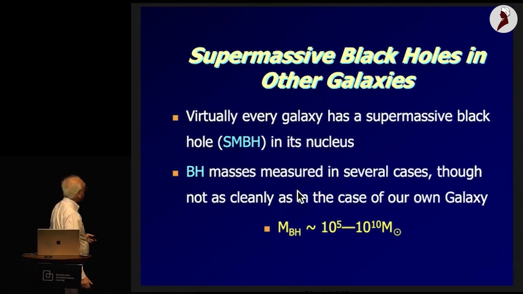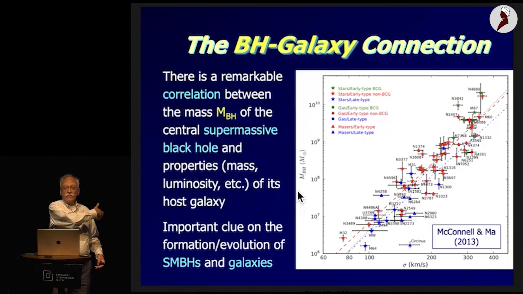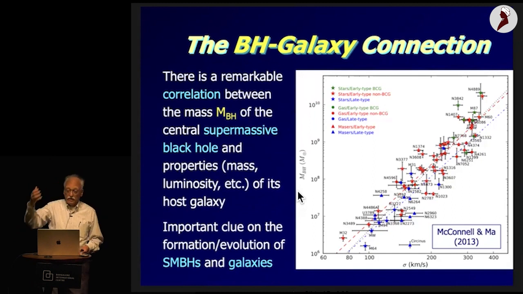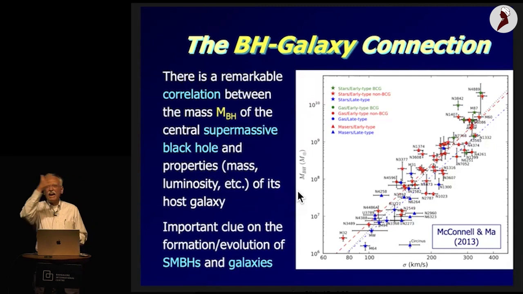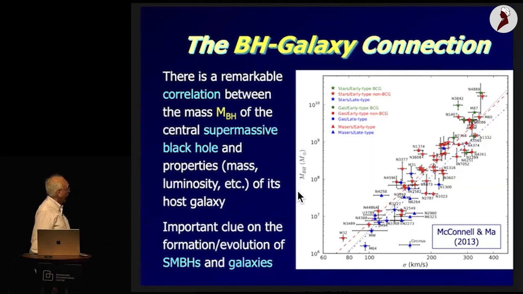Okay. This was a surprise that turned up when these surveys were done. People started finding black holes, started measuring masses, and then they asked, are these just random masses or is there any pattern to the masses? And they found a very surprising, or at least a pronounced pattern. And the pattern is shown here, this is one of the versions of this pattern.